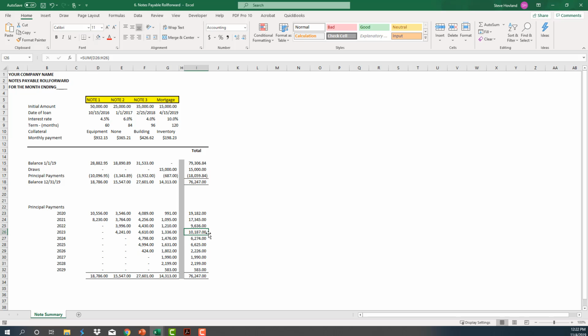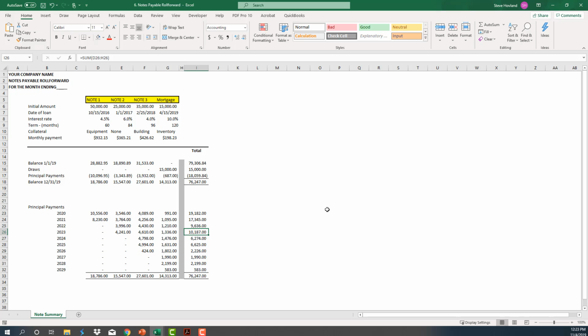So in this situation, if you look here in 2023, this individual is going to have quite a bit of cash outflow that they need to do, of $10,187. So that's important to keep in mind as you're looking through and going through this process. Again, that's principal, so your actual payments aren't going to stay the same, but this is indicating how much your principal payments are going to go down over those years.